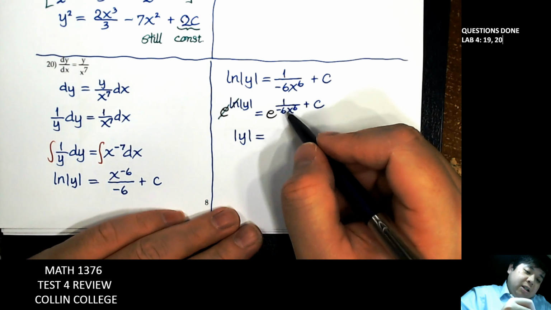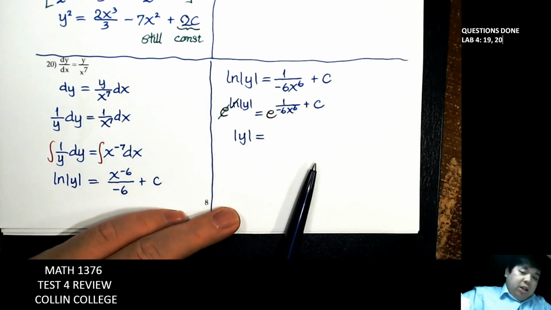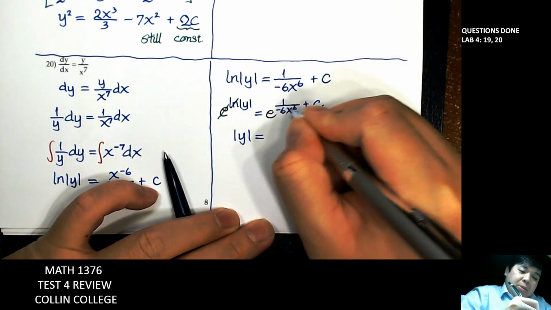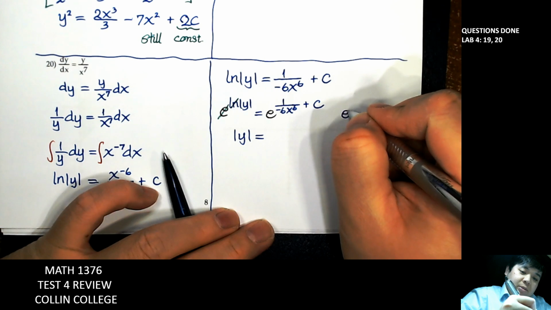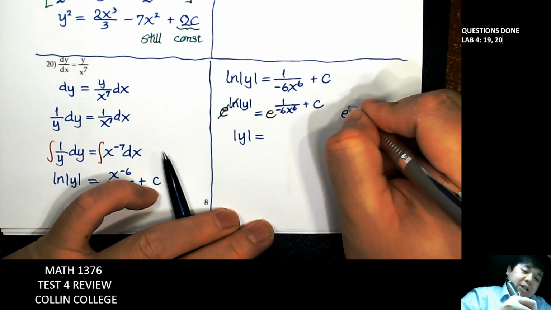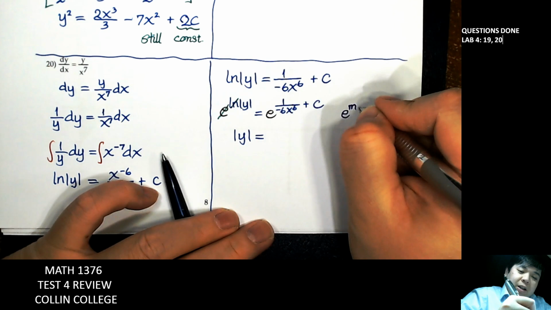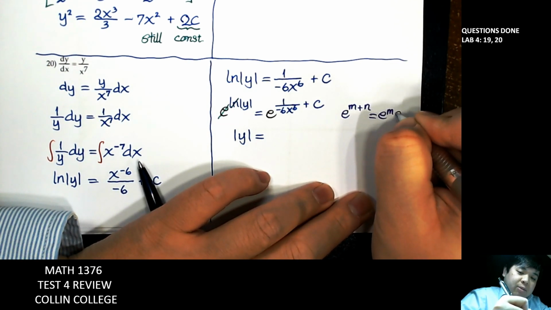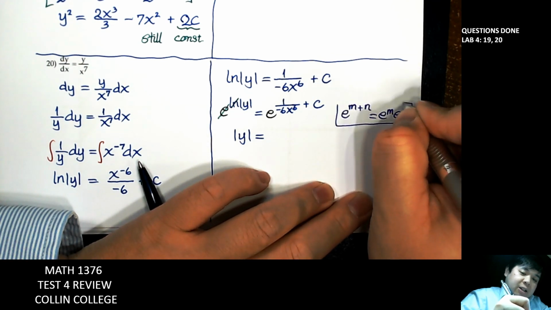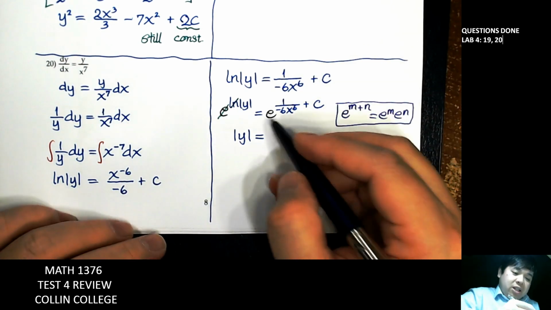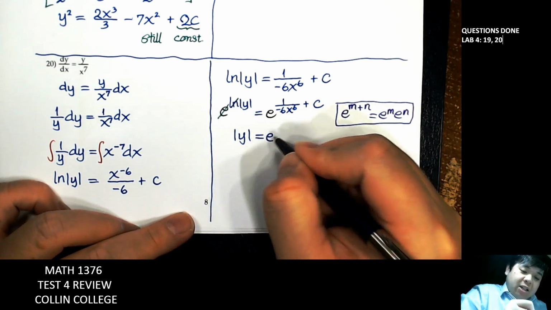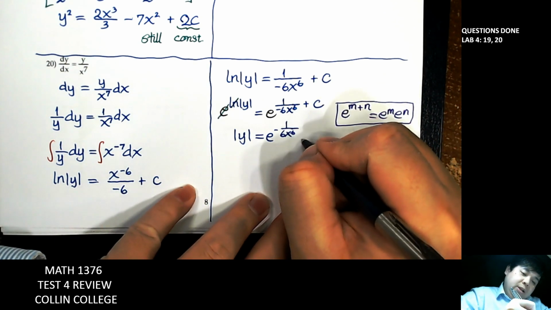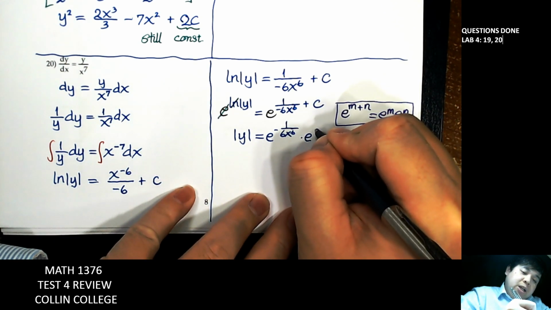And for this we use this little property. We have e of a sum, or any base for that matter. Let's see, we have the exponents like that. So we can write e to the m and e to the n. So we split this sum and turn that into a product.